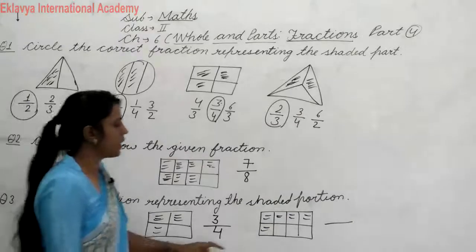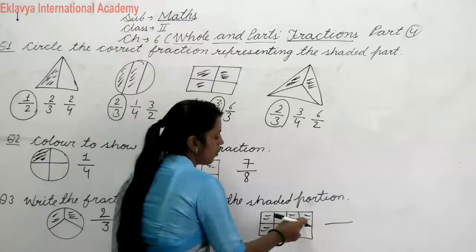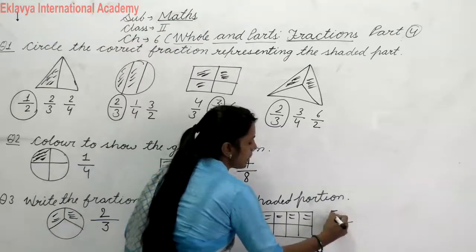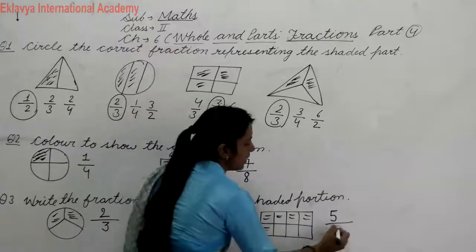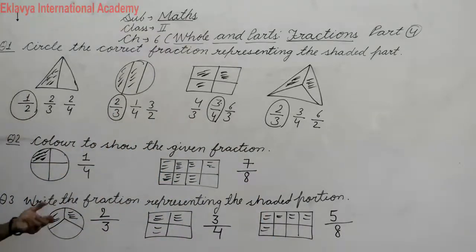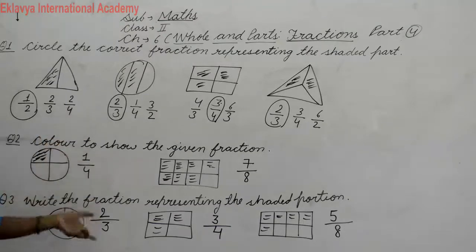Okay. And next one is, listen, we will count 1, 2, 3, 4, 5. 5 part is colored. Colored part we will write always upper side and total part we will write always downside. Here 8. There are 3 questions. Do you have any doubt? No? Okay. You have to do that type of question in your notebook also.